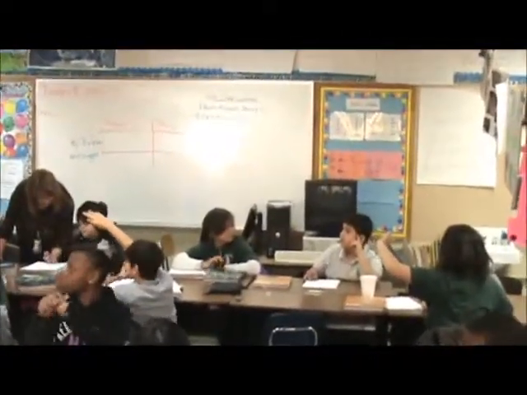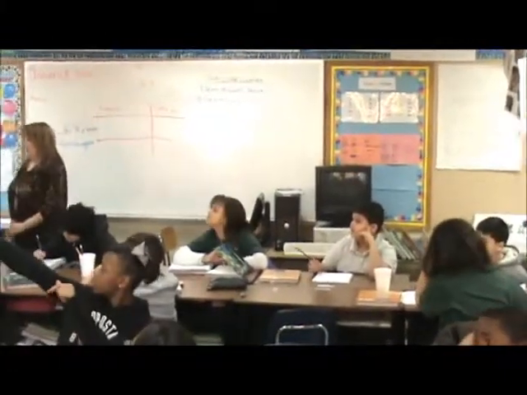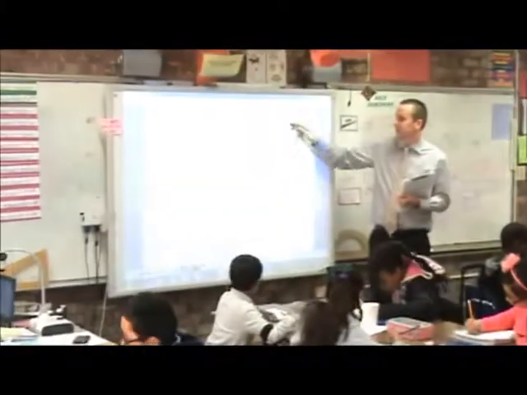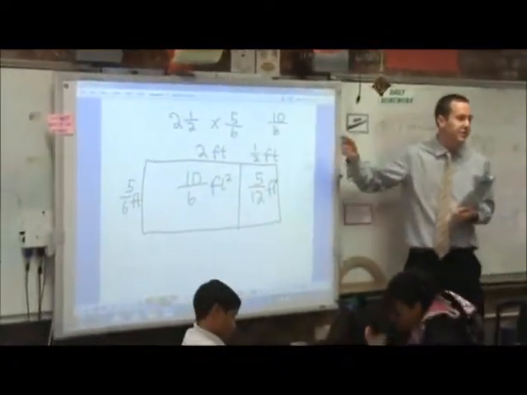What's the next step? What do we have to do? You have to simplify 10/6. Okay, that's a good first thing to do. Simplify 10/6. Not necessarily simplify, but we need to change it to a mixed number. So what's it going to be?